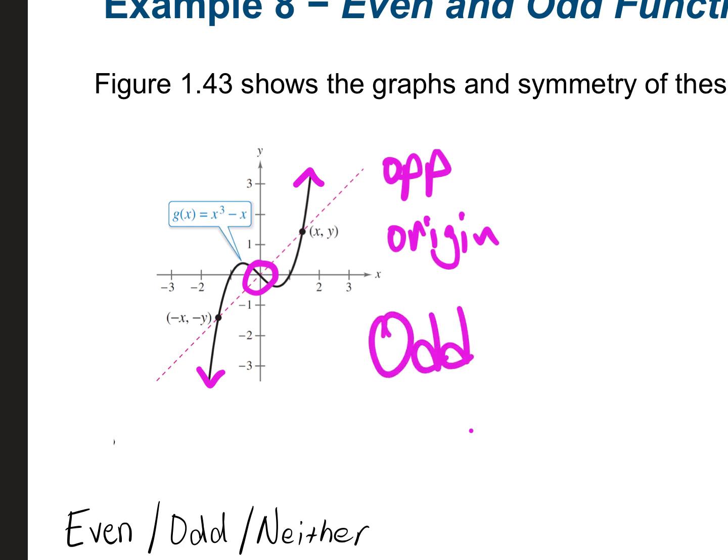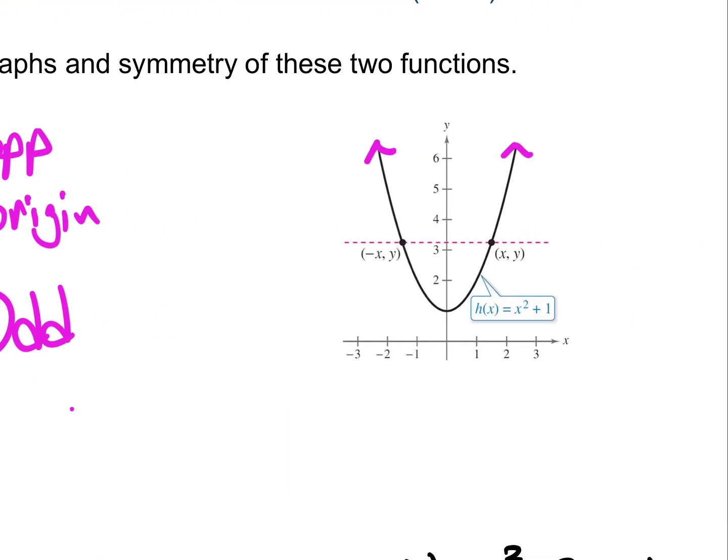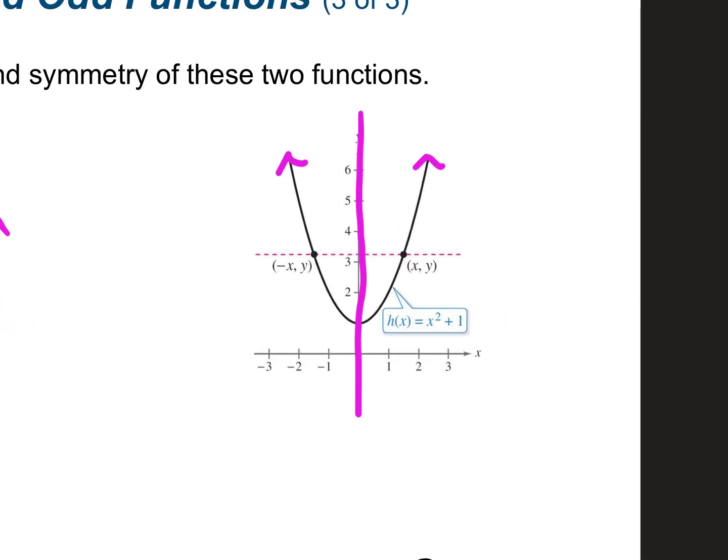Opposite, odd. Look at the ends of this function. Are they both going in the same direction? Yes. Does the y-axis cut it in half perfectly? So then this function is even. It has to do both things. If both the arrows are going in the same direction, but the y-axis doesn't cut it in half, then it's neither. If arrows are going in opposite directions, but the graph does not pass through the origin, then it's neither.